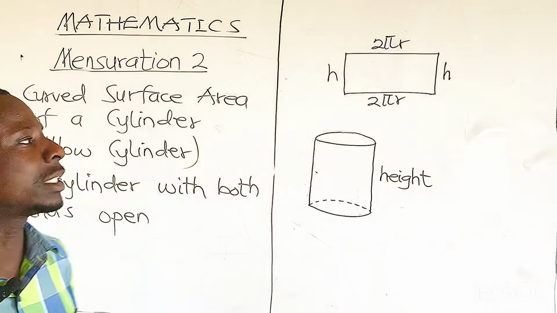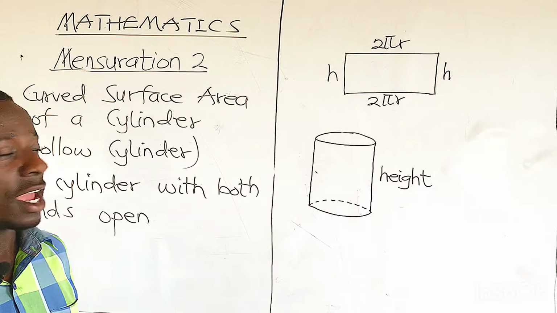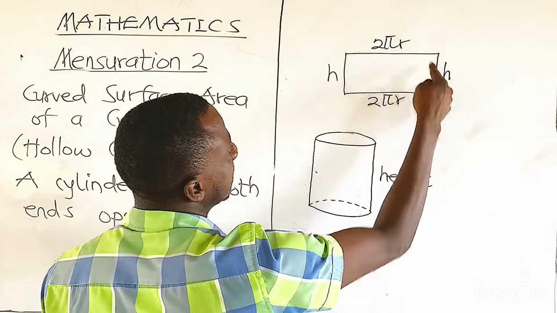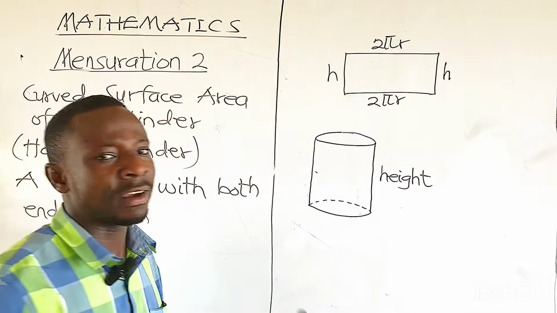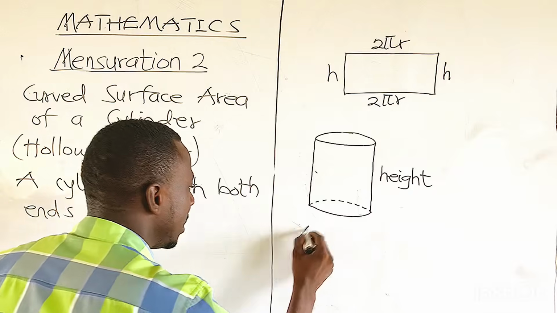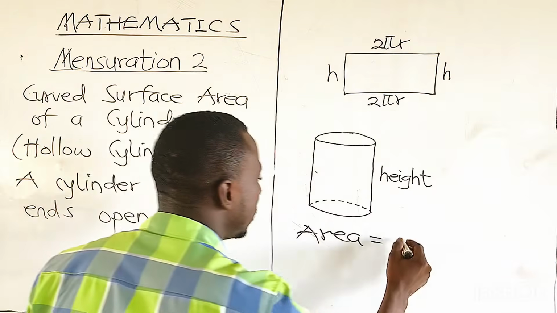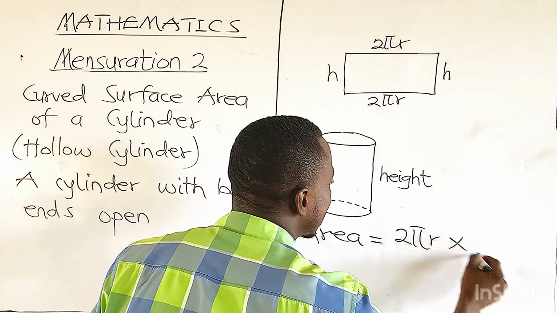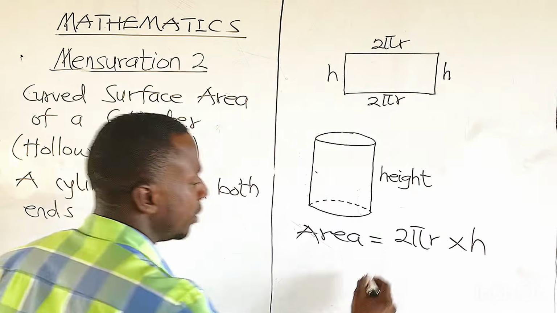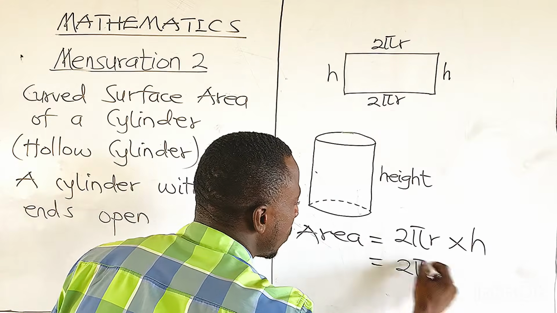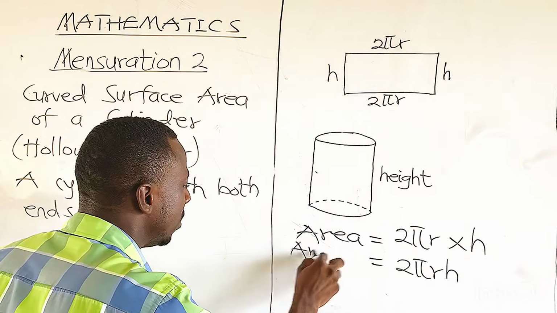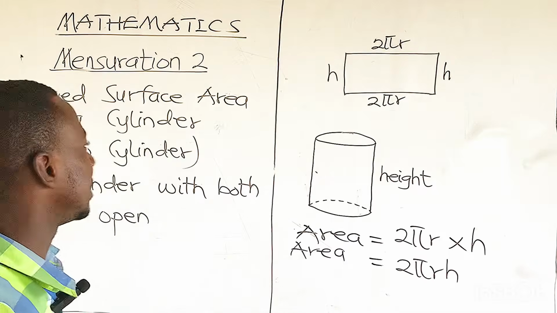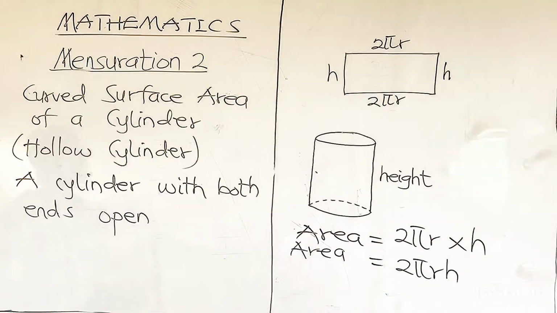Now, because it looks like a rectangle, area of a rectangle is length times the breadth. So if I want the area of this curved surface, it can be written as 2 pi r times h. And 2 pi r times h, we are getting 2 pi r h. So this is the area of a curved surface, or the curved surface area of a cylinder.